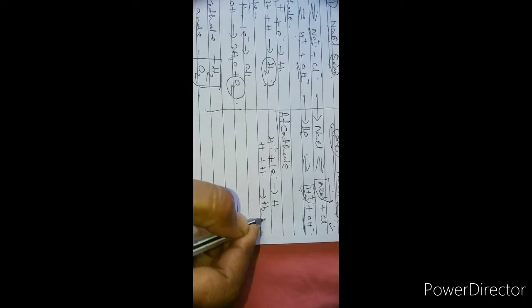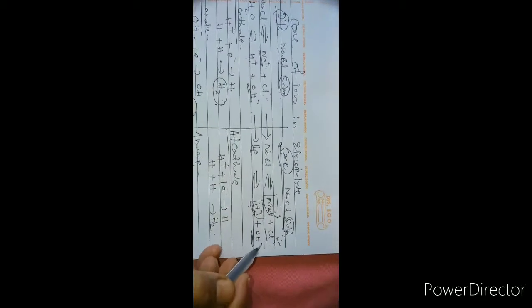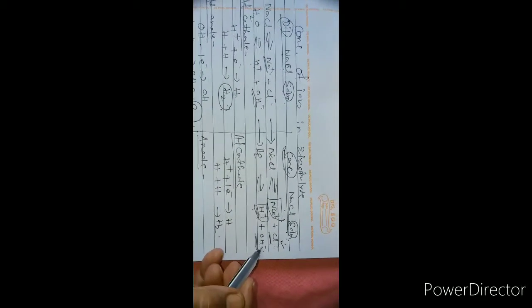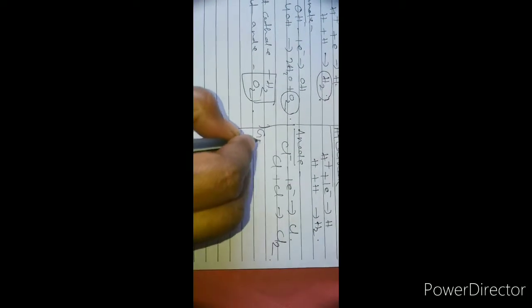So what will we get now? Hydrogen will gain one electron and become hydrogen. H plus H give rise to H2. And here for the anode, who will move toward the anode? Obviously the concentration of Cl minus will be more, and the position of Cl minus and OH minus is also not that much different. That is why we can take Cl minus losing an electron to give Cl, and Cl plus Cl give rise to Cl2.